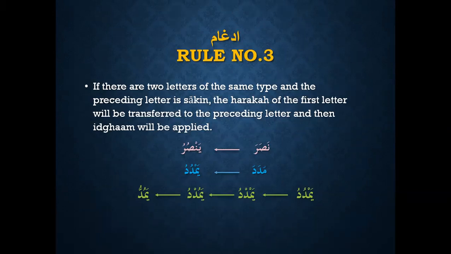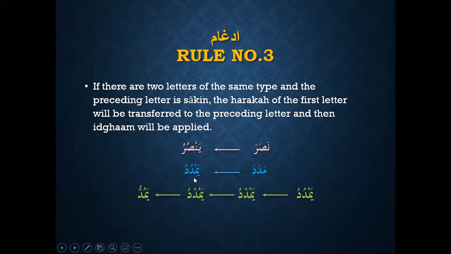So you have two dals together in yamdudu. Madada, you would make it into madda, that's easy. But what about yamdudu? So you have to merge them together. This first dal would be sakina. So this dal sakina plus this meem sakina, how would you pronounce it? You can't merge this into meem and dal both. So ya, meem sakina, dal sakina, two together.